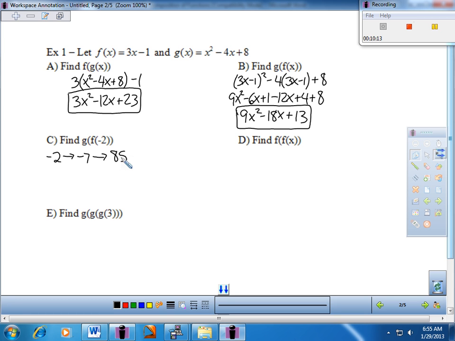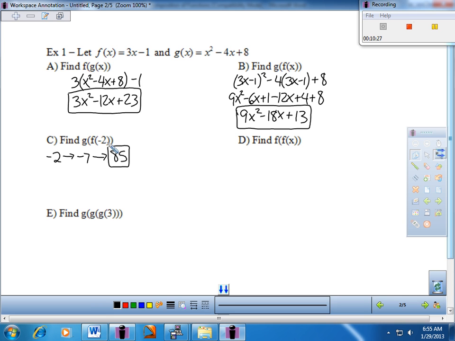And in reality, that's sort of our issue here. We have negative 2 going in, we get negative 7. Negative 7 goes in, and we get 85. And then that seems to be our final answer. Now, I am just curious, did you happen to find another way to pull it off? And I'll give you a hint. Look at your answers from A and B. Well, one of those two.